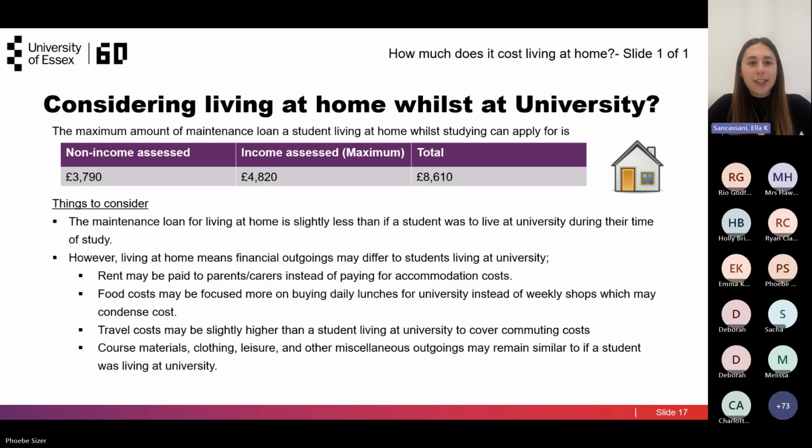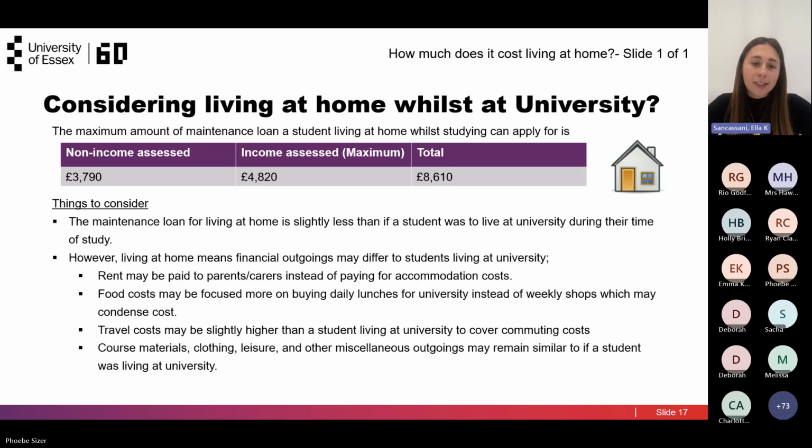So if your young person is considering living at home whilst at university, we've got some information on the slide here. I've got some of the information about the maintenance loan that is available, but there are some things to consider. The maintenance loan for living at home is slightly less than if a student was to live at university during their time of study. However, living at home means financial outgoings may differ to students living at university. I've briefly touched on this already.